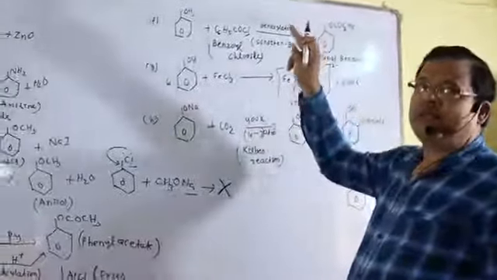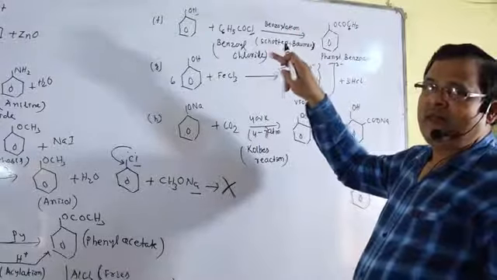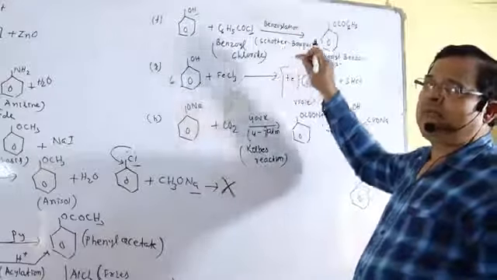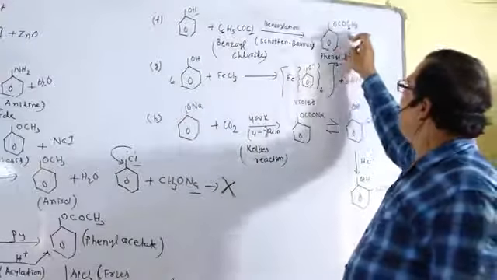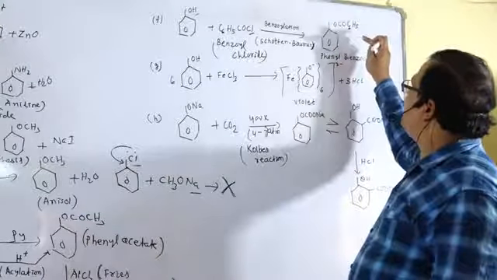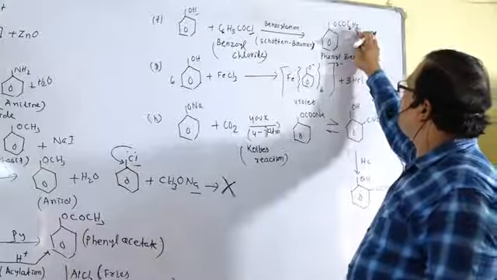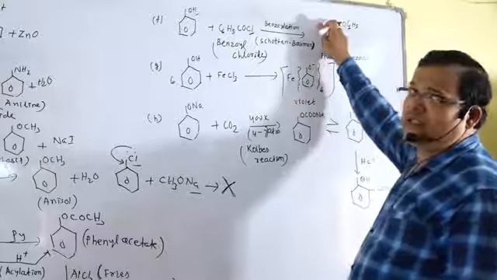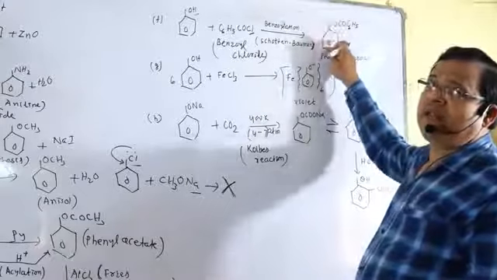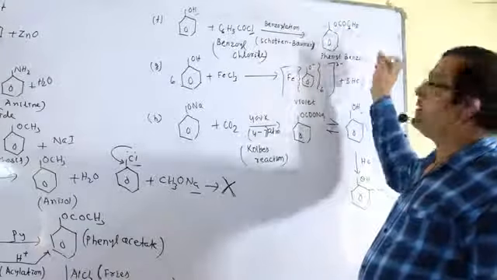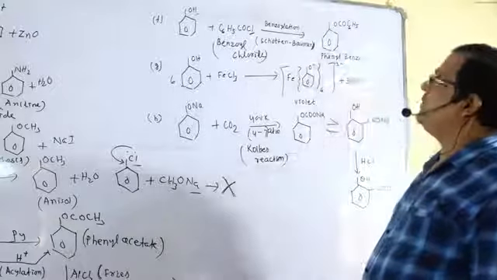C6H5COOH, that is the formula for benzoic acid, and the hydrogen atom is replaced by C6H5, the phenyl group. Therefore, it is named phenyl benzoate.